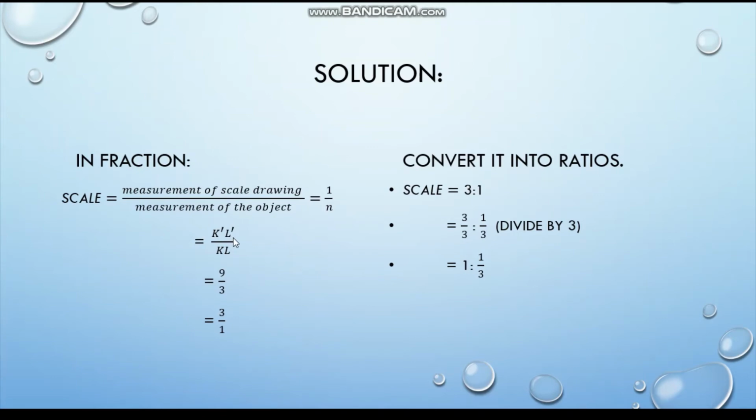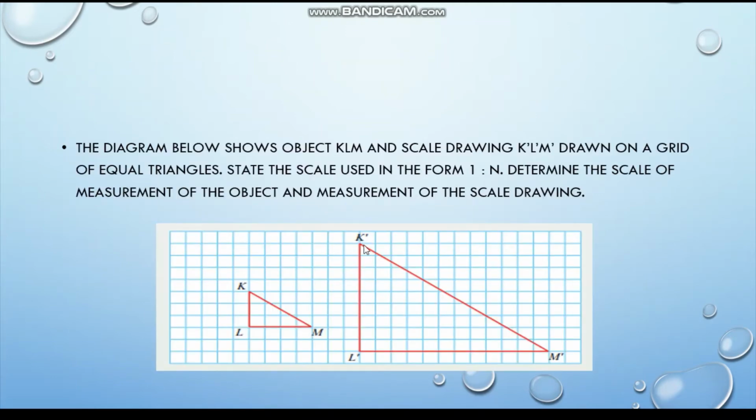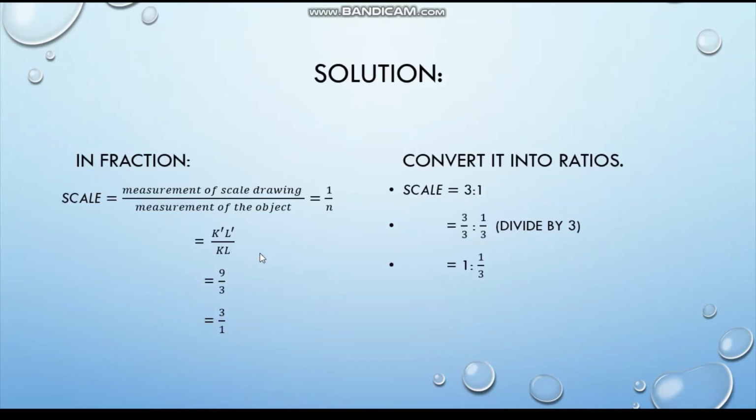Let's see first. We have K prime L prime having 9 units. We can calculate it here. And then KL is 3. That is equal to 9 over 3. And then we have to convert it into simplest form, which is 3 over 1. And then the next step will be the scale. The scale will be 3 to 1.